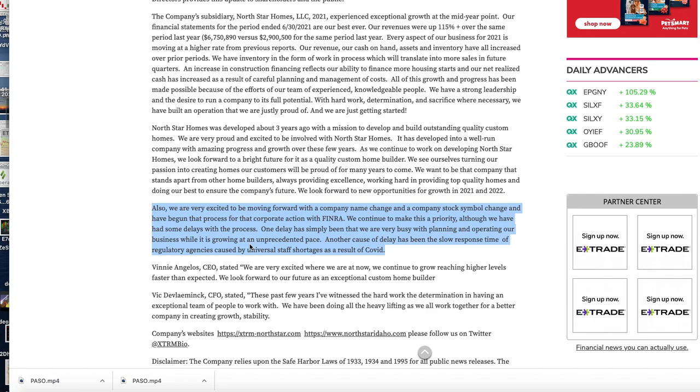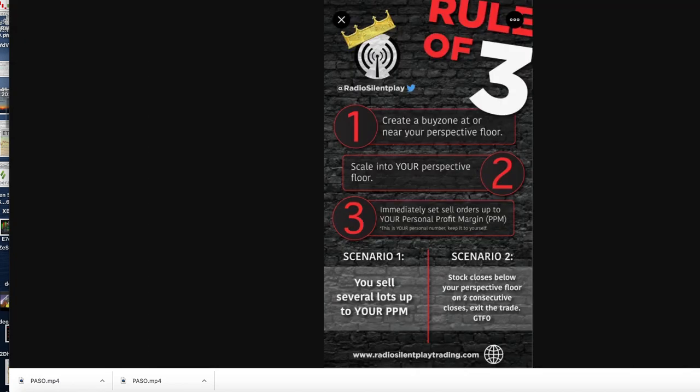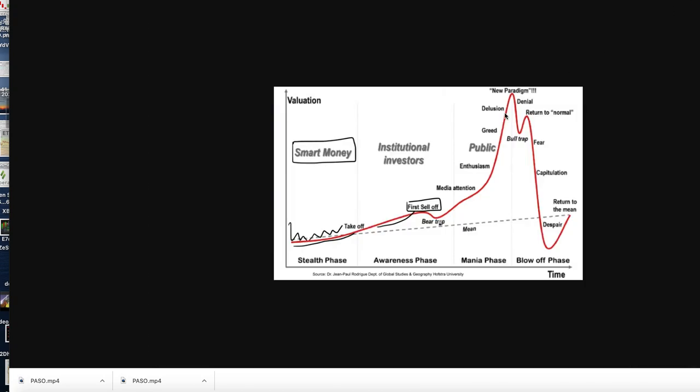So why do I like all these? Because we're seeing upside. And what are we doing, guys? We're buying, we're using a plan, rule of 3, and we're actually buying during a stealth phase. And I guarantee you October, November, these prices are going to be trading much higher. Okay, I'm going to stop right there.